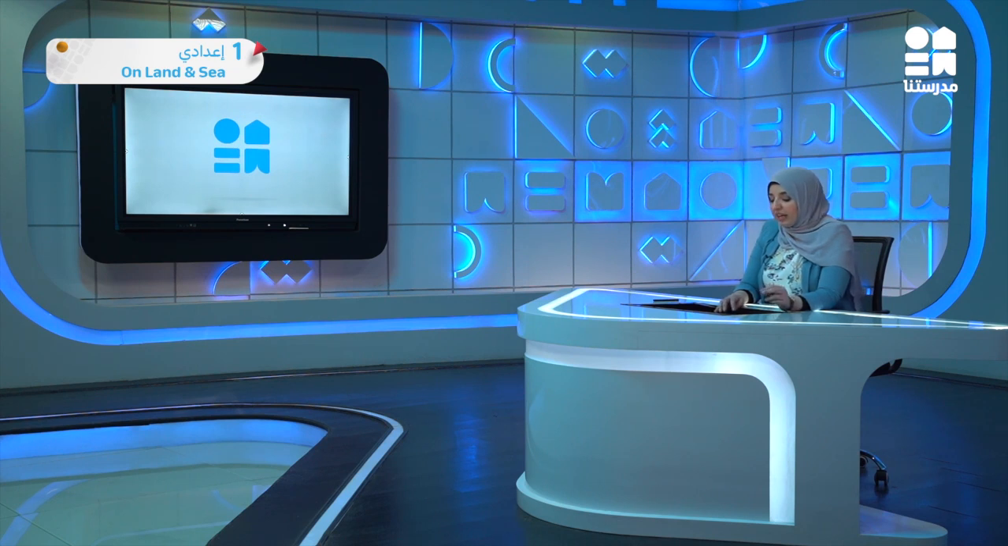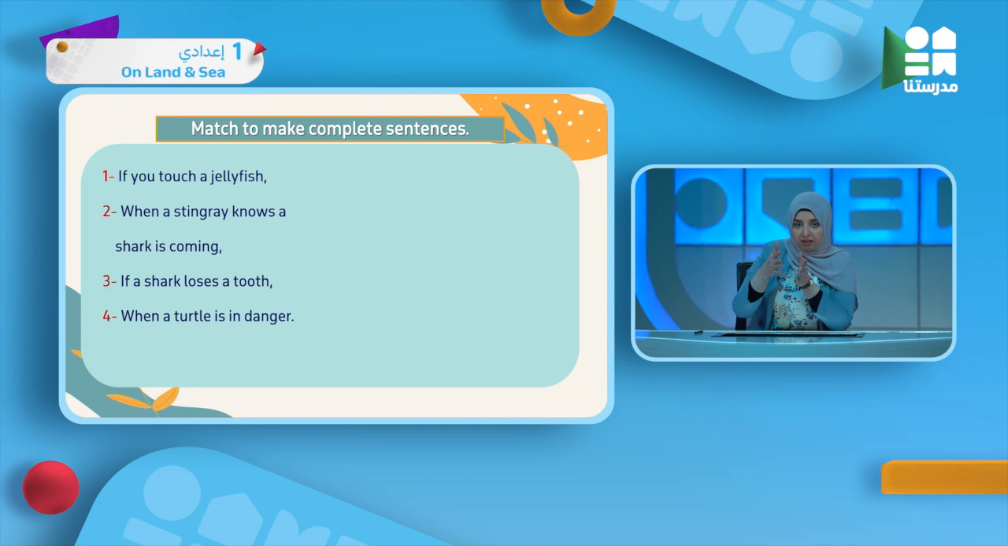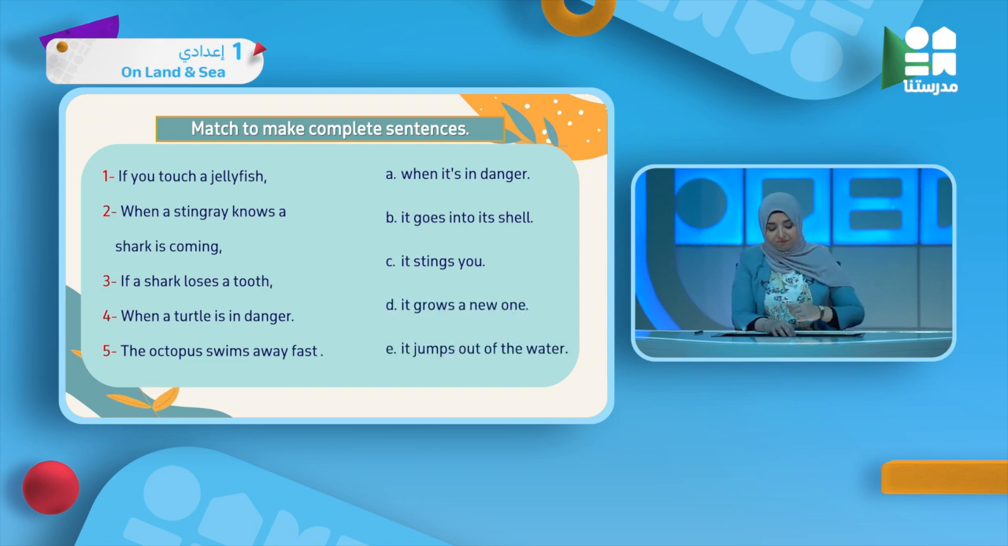So number 1, if you touch a jellyfish. 2, when a stingray knows a shark is coming. 3, if a shark loses a tooth. لما الشارك بتفقد سنة. 4, when a turtle is in danger, يعني في خطر. 5, the octopus swims away fast. دي الجمل هنكملهم بالـ other column من العمود الثاني. A, when it's in danger. B, it goes into its shell. C, it stings you. D, it grows a new one. E, it jumps out of the water.